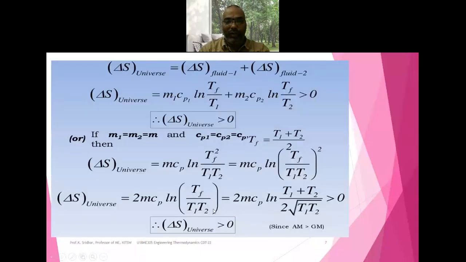So this is basically leading to the dS of the universe value always being greater than 0, because the arithmetic mean is always greater than the geometric mean. Because of this, we can say that the change in entropy of the universe is always greater than 0. It is leading to an irreversible process. So that's why we can say that mixing of the two fluids is leading to an irreversible process.